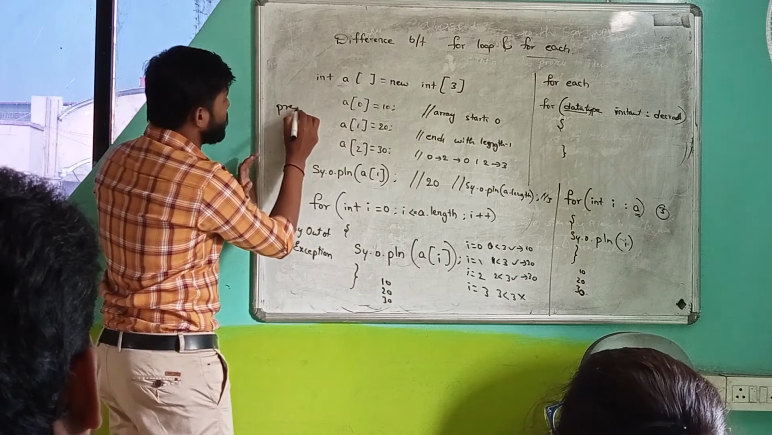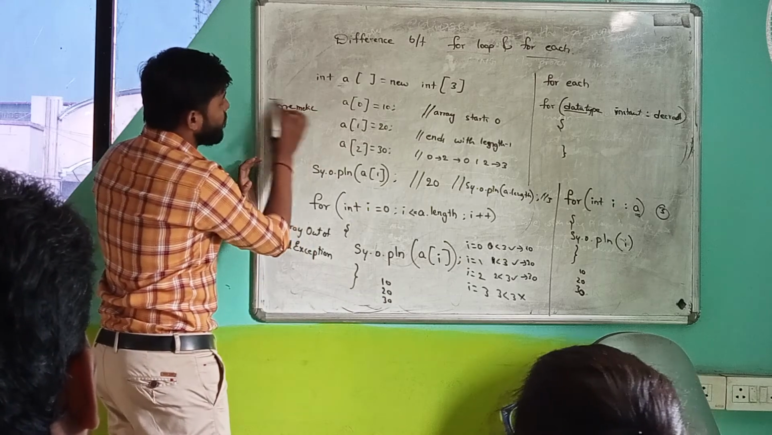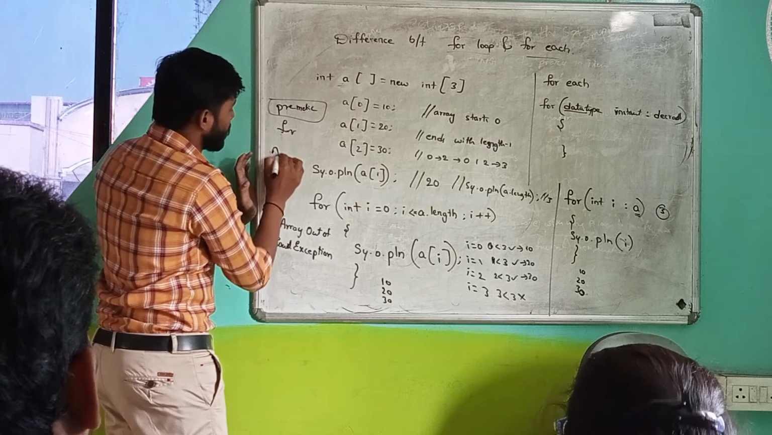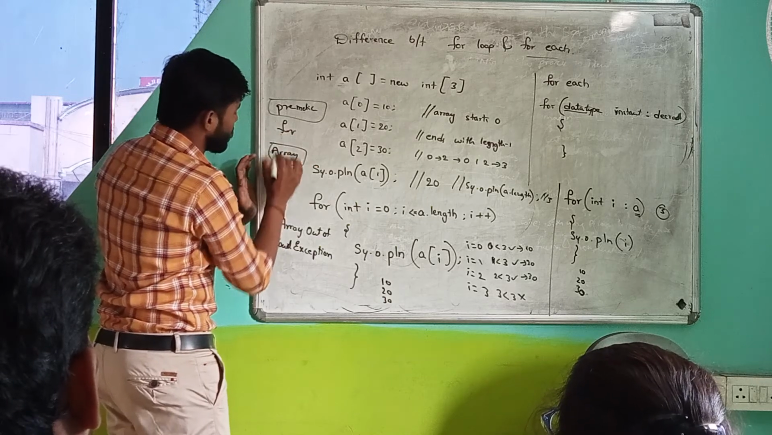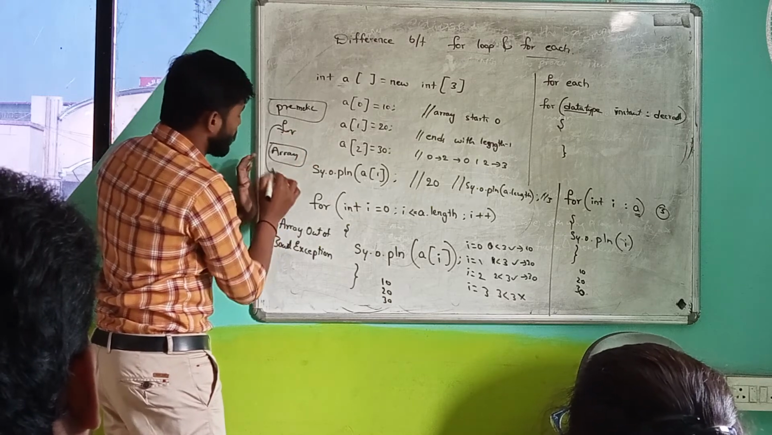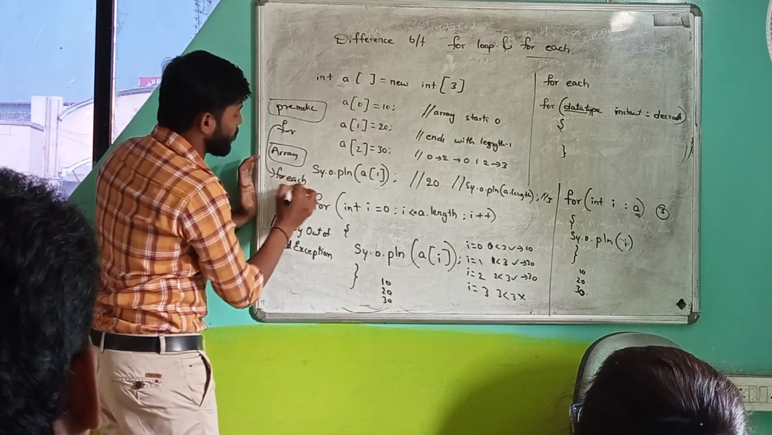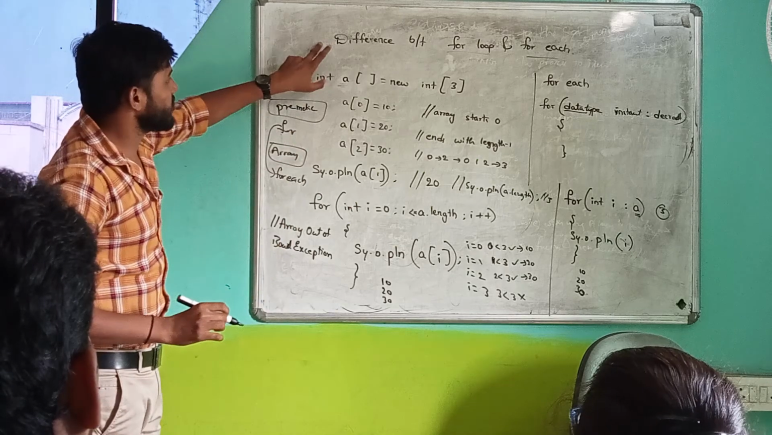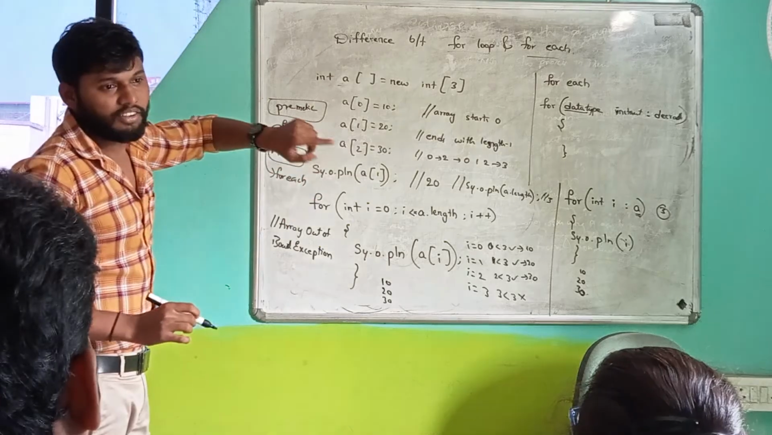For primitive data types we can use the general for loop, but when we are working with arrays we can use this for loop, but for each is highly preferable for arrays. Okay, this is the difference between for loop and for each loop.